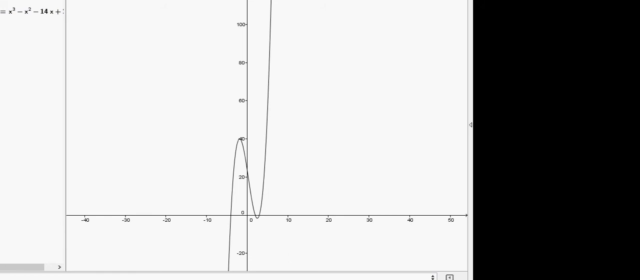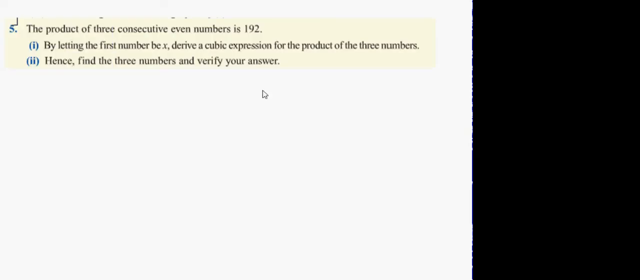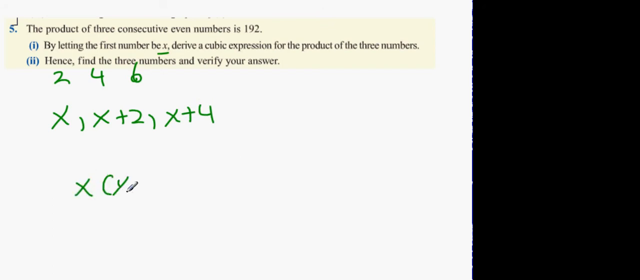Now, okay guys, the product of 3 consecutive even numbers. Now even numbers, by letting the first number be x, imagine the first number was 2, the next number would be 4, and the one after that would be 6. Consecutive means the ones that come after each other. Therefore, it's going to be x, x plus 2, and x plus 4. Okay? When I multiply them all together, the product means multiply them all by each other, and you should get 192.